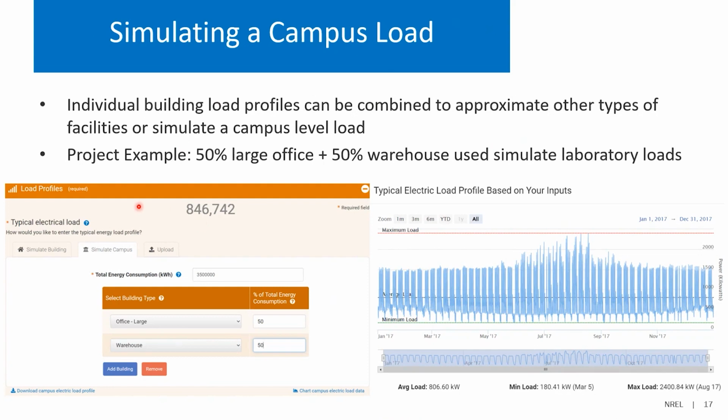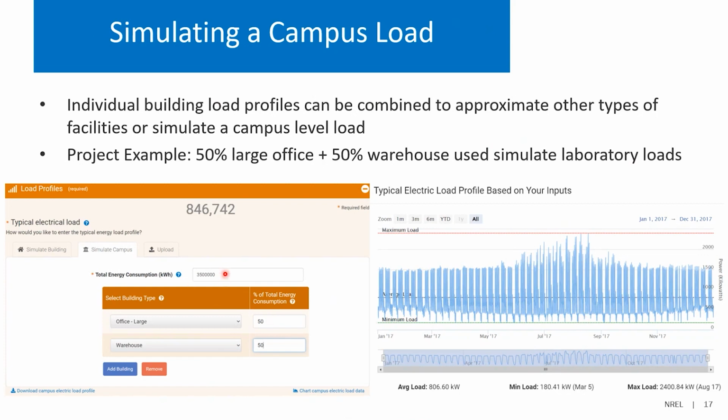So in this case here, we were trying to model laboratory loads, and the site decided that the closest approximation was to model it as 50% as a large office and 50% as a warehouse. And this is what the output load profile will look like, combining those two profiles.